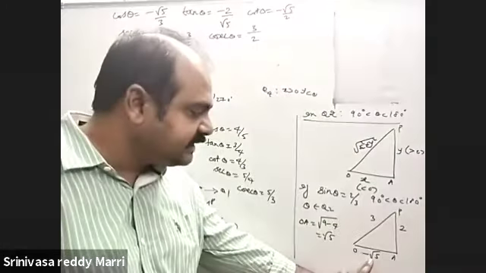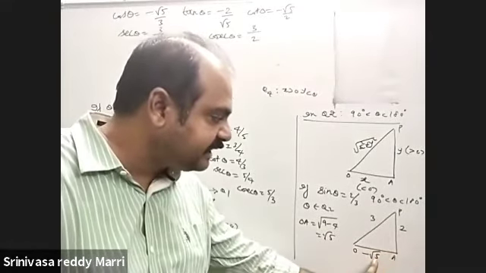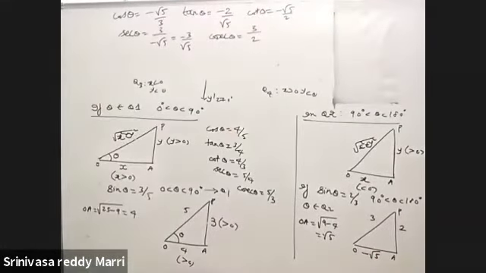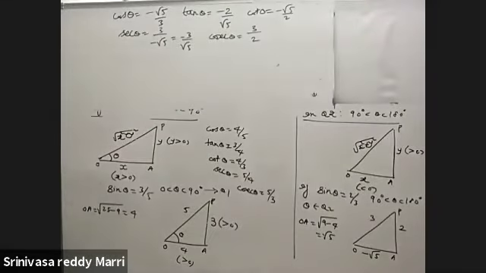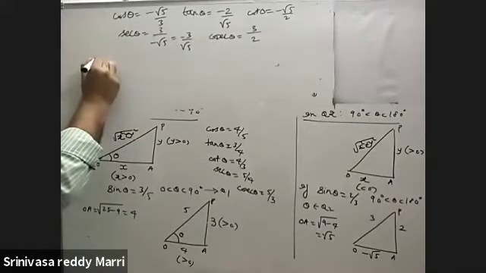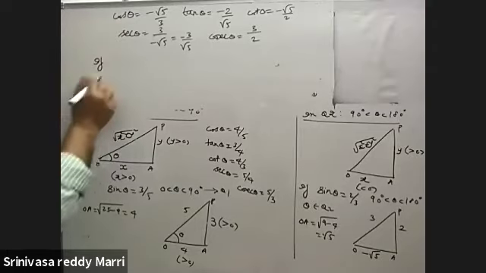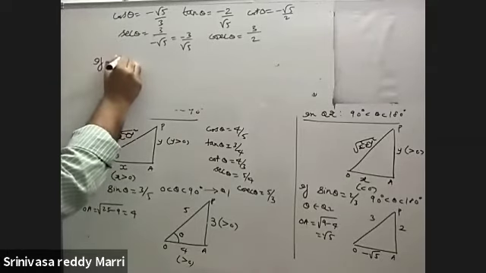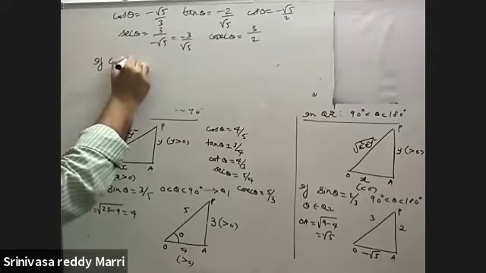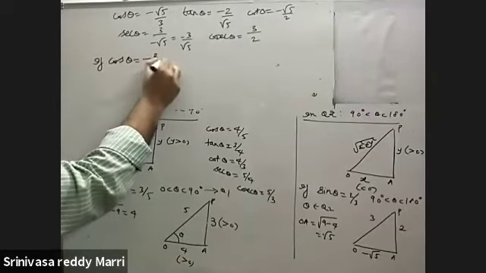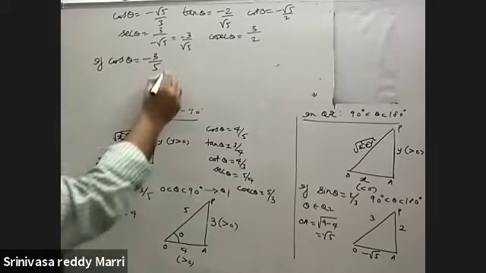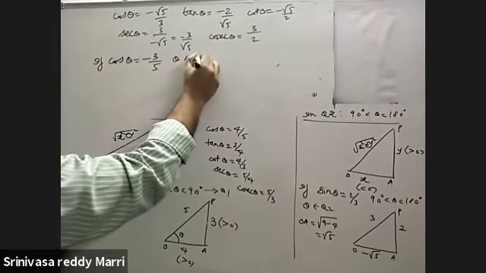Like that, x is negative, y is positive: horizontal negative, vertical positive. So like that, suppose we take another example here only. Suppose cos theta is given as minus 3 by 5 and theta is in quadrant 2.